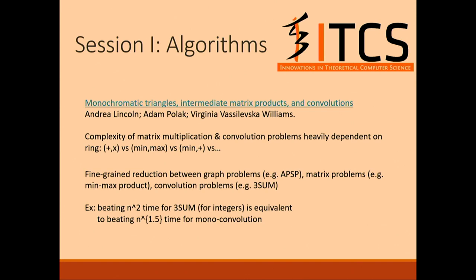Okay, two more, I think. The second to last presentation is by Lincoln, Polak, and Williams. And this is again about fine-grained complexity. They study the whole landscape of matrix multiplication or convolution problems. These are always based on a certain ring, and there are many possible rings. Plus-multiplication would be regular matrix multiplication, but then you have the min-max ring, the min-plus ring, many such rings. Depending on how you change the ring, the fine-grained complexity of the problem changes. It could be matrix multiplication, it could be n squared, it could be n to the 1.5. They establish a lot of very clean reductions between many such problems that relate their complexity in a sharp way, making complexity-theoretic assumptions.